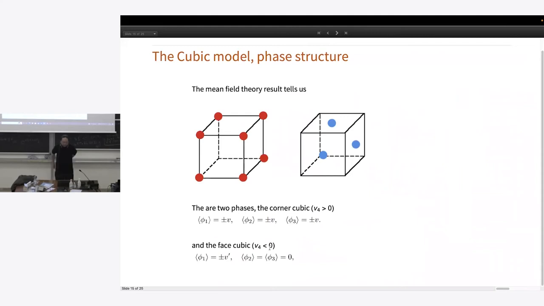So let's look at the mean field structure of the cubic model. We just solve that potential at different values of couplings. So if the cubic anisotropic term is positive, we will be in this phase, which people usually call the corner cubic phase. So the vacuum is located at the corners of this three-dimensional cube. When V4 is negative, you are in another phase, which is called the face cubic phase. And your vacua are located at the surface centers of your cube. So it's denoted here, basically plus or minus on each axis, and there are 8 different vacua in your system. And if you have the face cubic, you will have 6 vacua instead.